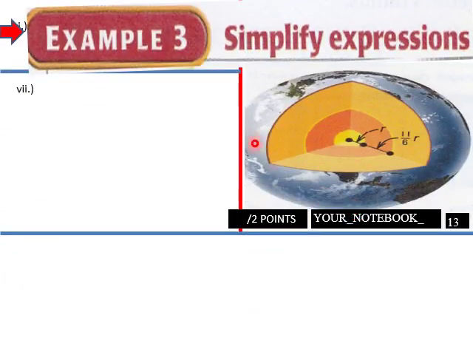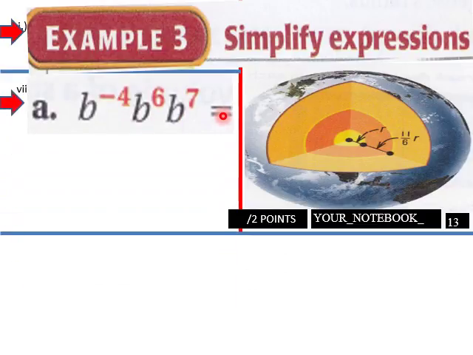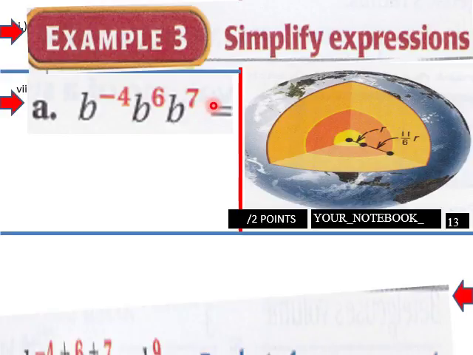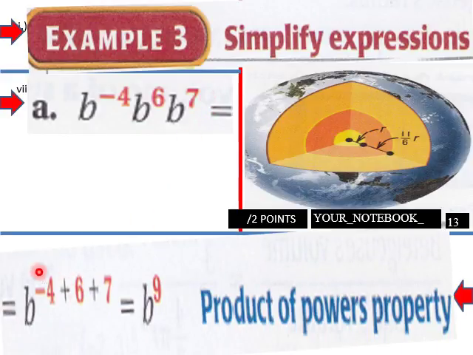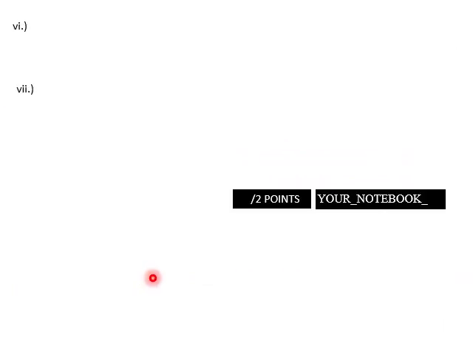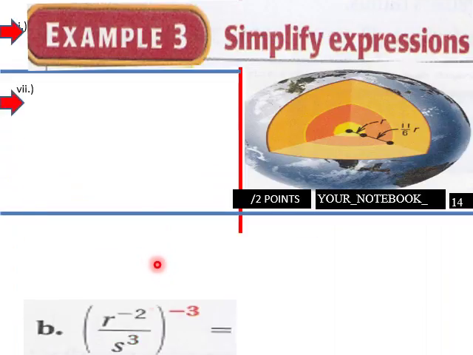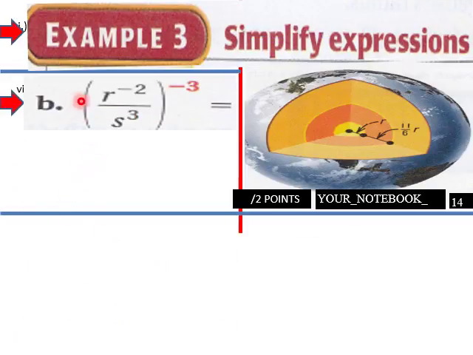And then we move into example 3, simplify expressions. A, b to the negative 4, and so on. So what do we do there? We add, right? 6 and 7 is what? 13, minus 4 is b to the 9th. And then we have part B, r to the negative 2 over s to the third, all to the cube power, and this is to the negative third power.